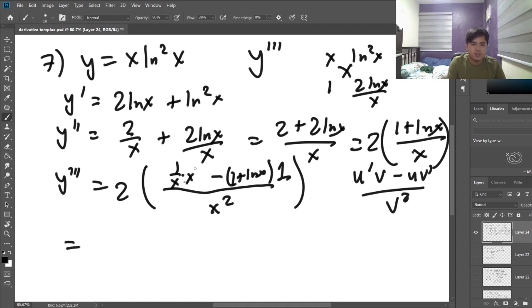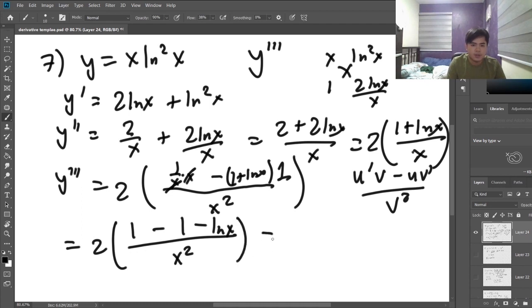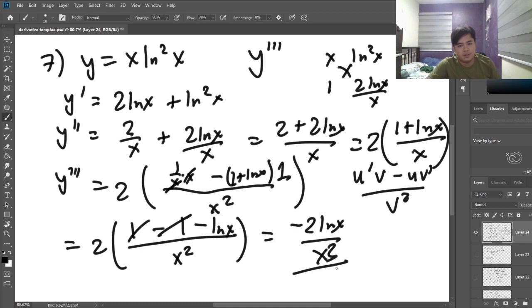Next, this cancels out, so we get 2, then 1 minus 1, distribute the minus, so it's minus ln x over x squared. And then the 1 minus 1 cancels, so we get negative 2 ln x over x squared. That's the answer.